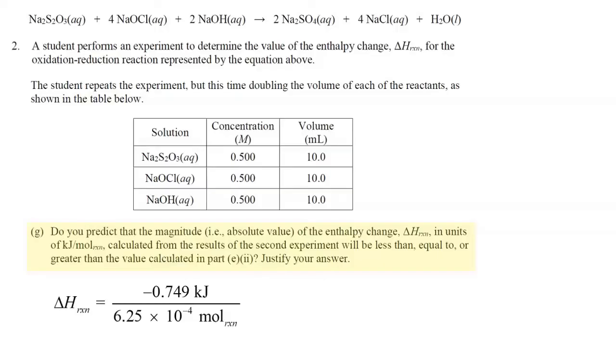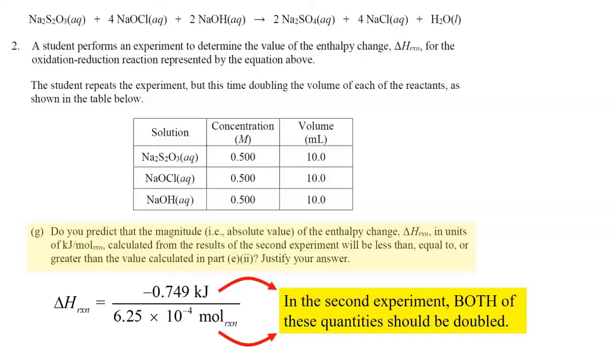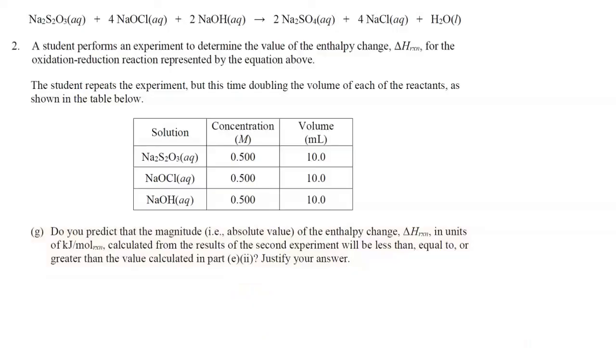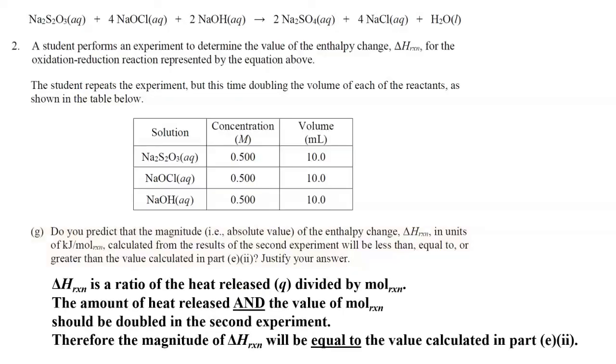As we calculated earlier, it's a ratio of the amount of heat released with the appropriate sign divided by the number of moles of reaction. And so in trial 2 here, with doubling all of the volumes of each reactant, we are doubling not only the amount of heat released, we're also doubling the number of moles of reaction. So in the second experiment, both the numerator and denominator in this ratio are going to be doubled. So the magnitude of delta H actually stays the same.